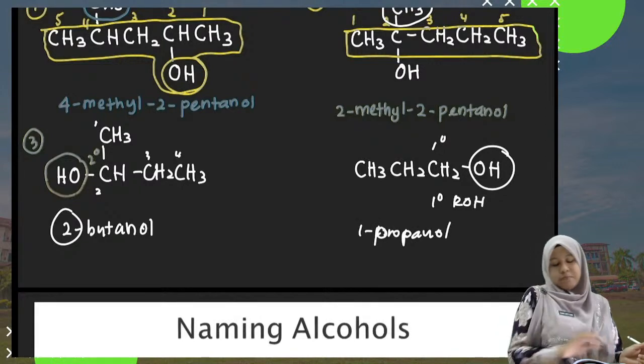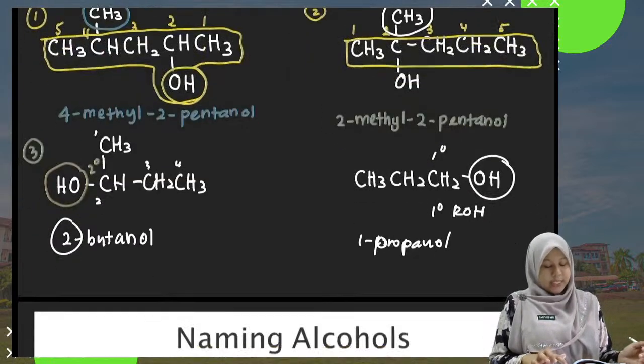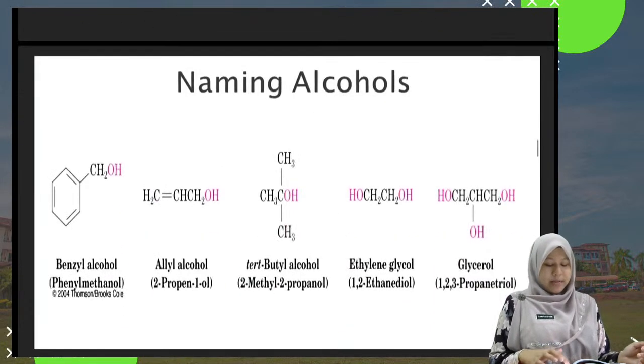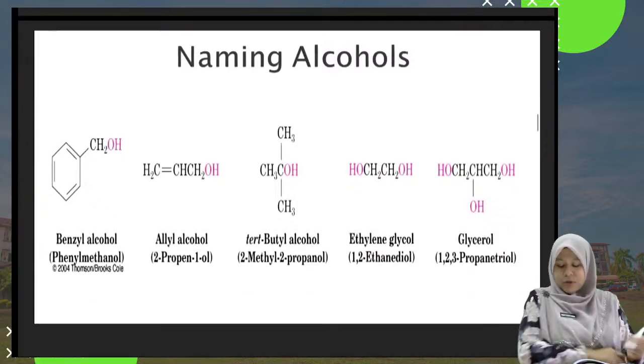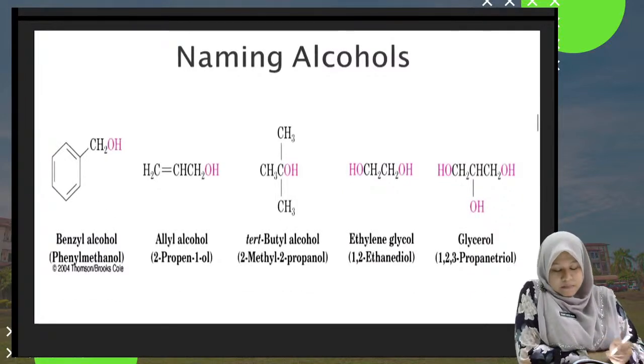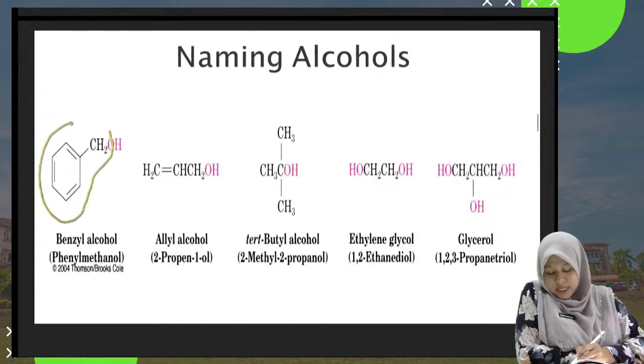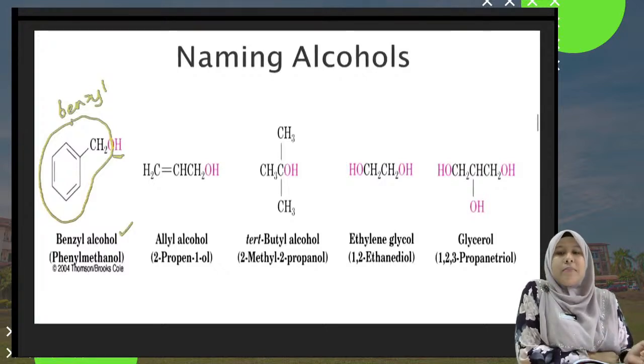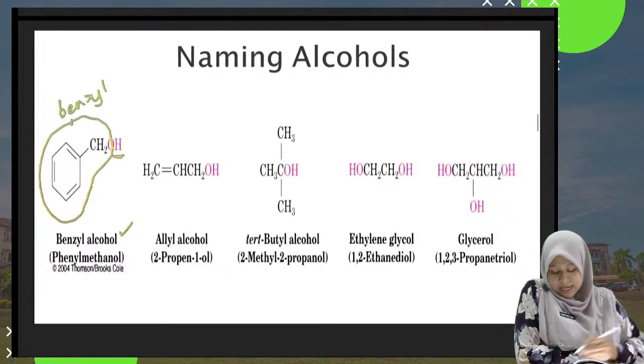Okay, this is the example for the nomenclature of alcohol. Okay, then we go for the naming of alcohol here. For example, we have benzyl alcohol. Benzyl because the benzene ring is attached to CH2. This one we call benzyl. Alcohol is OH. Okay, benzyl alcohol is the common name. Okay, but the IUPAC name is phenylmethanol. This one is IUPAC nomenclature.